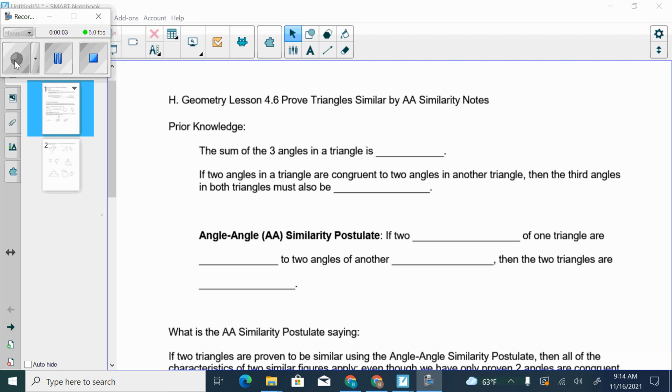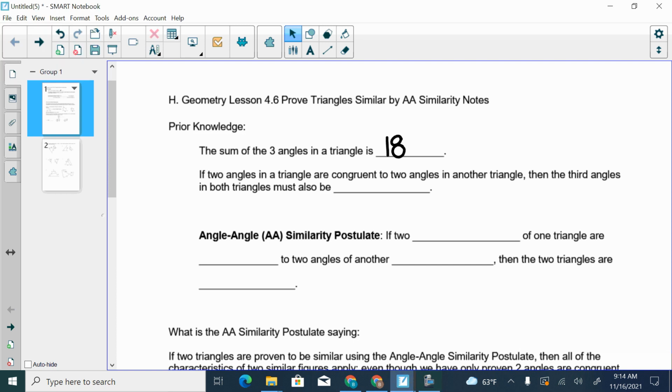Today we are going to be talking about how we can prove triangles are similar by AA, or angle-angle similarity. So just that they're similar, not necessarily congruent. That's important to remember. We're going to start off reviewing a couple of things that we already know from previous lessons. First, it says the sum of three angles in a triangle is blank. Well, we all know that the sum of the angles in a triangle is 180 degrees.